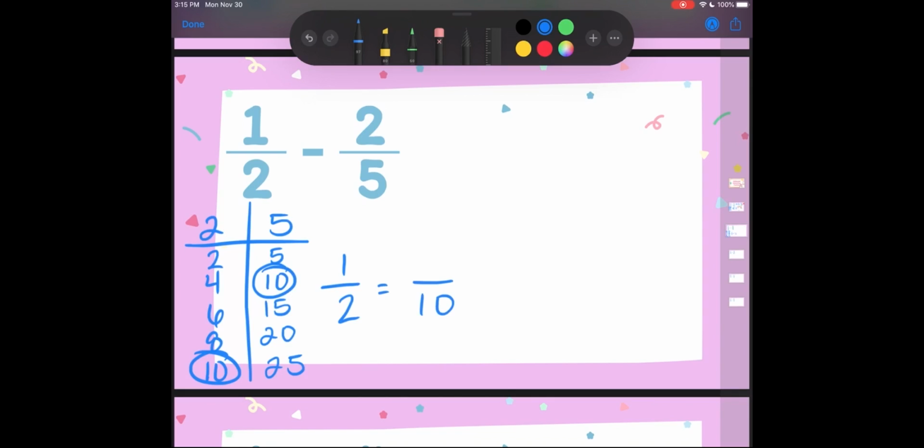So since neither of these are tenths, we've got to turn them both into new fractions, right? So we've got to turn 1/2 into tenths. We've also got to turn 2/5 into tenths. Well, I know from math facts that 2 times 5 is what gets me 10, right? So since I did that to the bottom, I've got to do the same thing to the top. So I'll do 1 times 5 to get my new numerator. 1 times 5 is 5, so I end up with 1/2 equaling 5/10. And then same thing with 2/5. 5 times 2 is 10, so I'll have to do 2 times 2 to get my new numerator. 2 times 2 is 4.